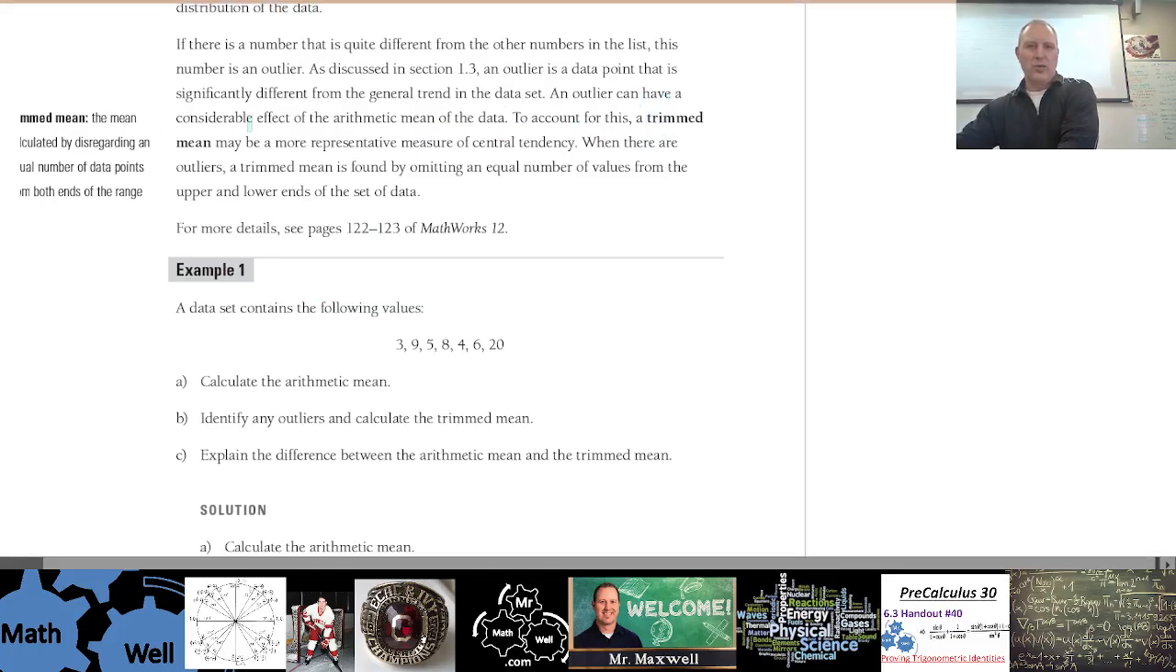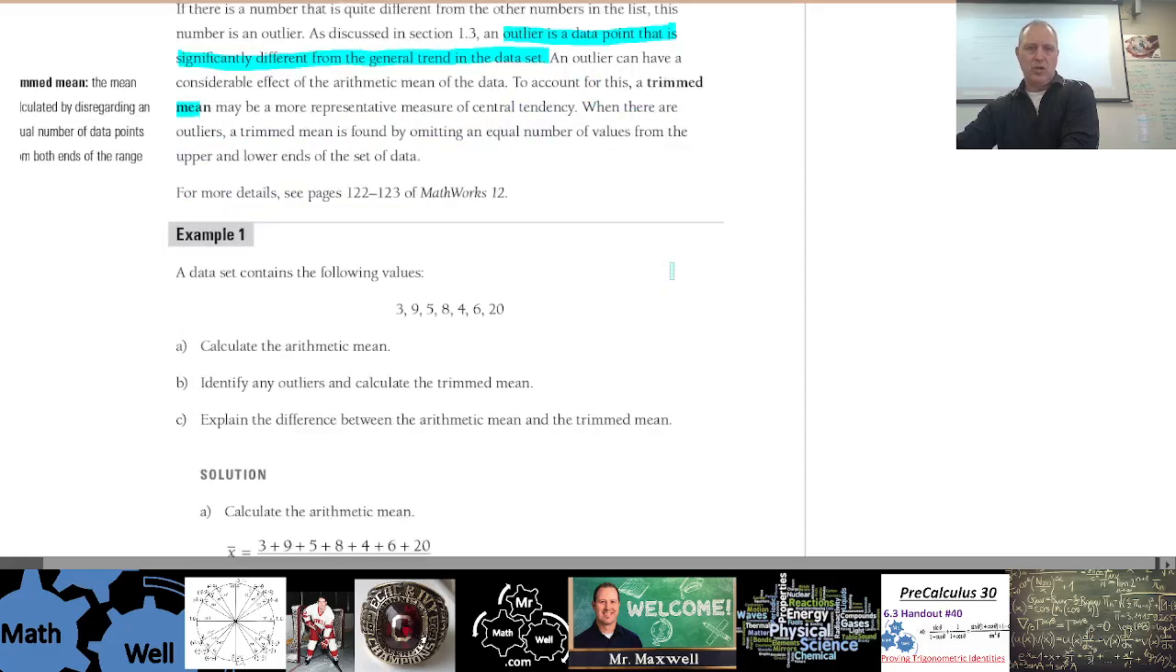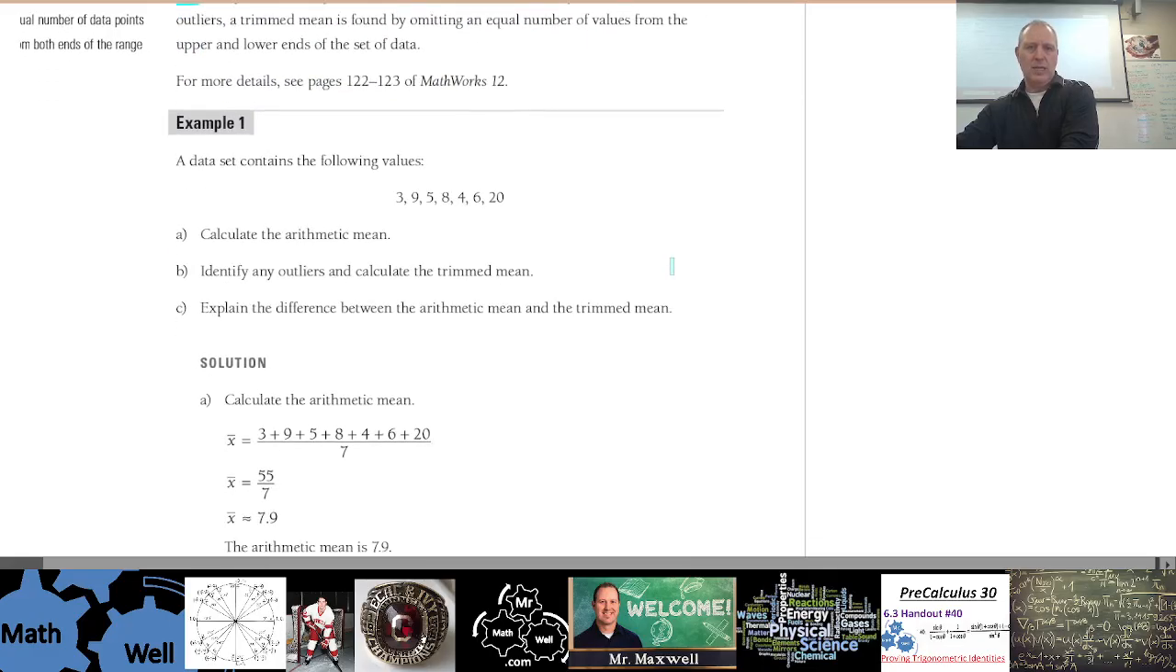Okay, so a trimmed mean may be more representative because the outliers, as you said, Luke, are the ones that are very different than the rest of them. So they would be kind of like the abnormal ones. So yeah, an outlier is a data point that is significantly different from the general trend. And the trimmed mean is better. So how do you calculate the trimmed mean?